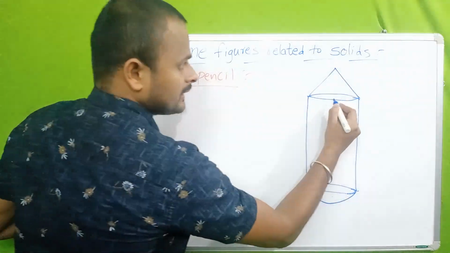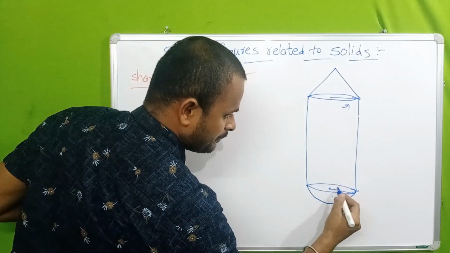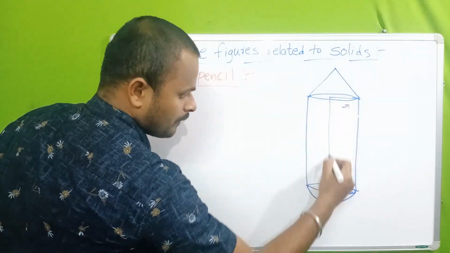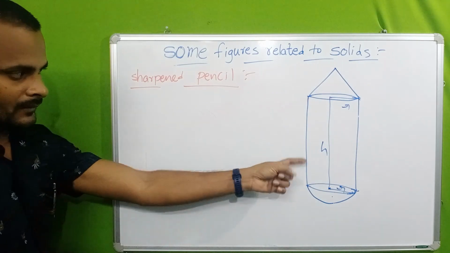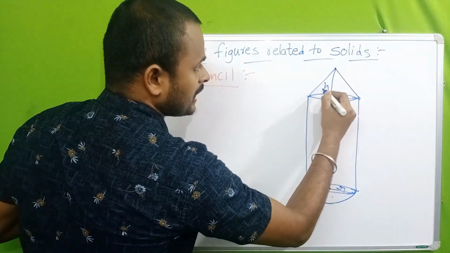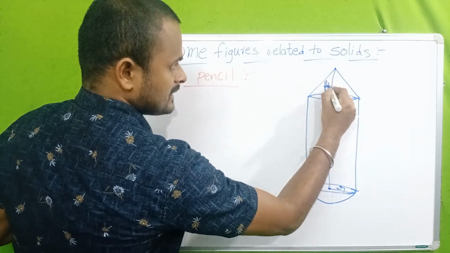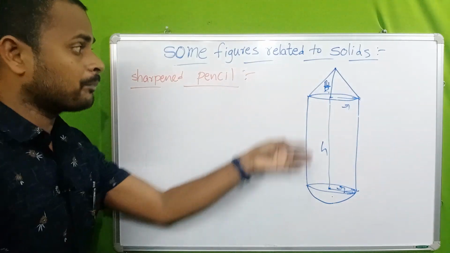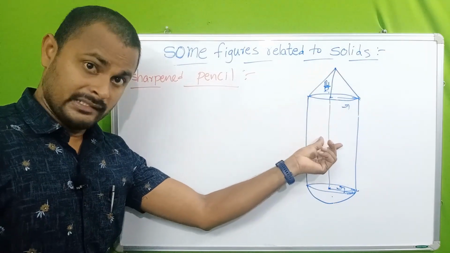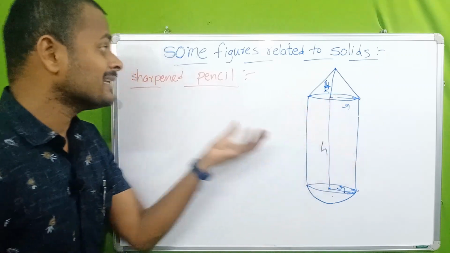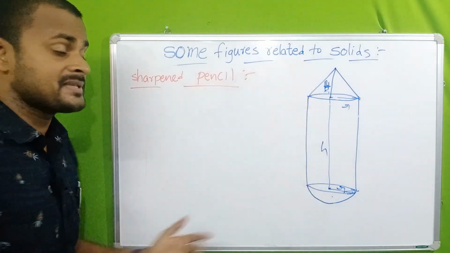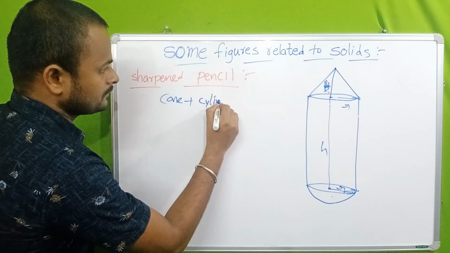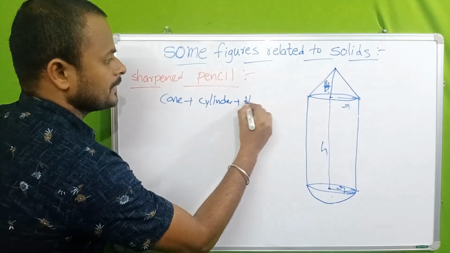Here, this is called what? Radius, and this is the base radius. The radius of the cone, cylinder and hemisphere is the same. And this is called what? This is the height of the cylinder, and this is the height of the cone. You know this is the radius. The radius is common to the whole object, because from top to bottom the radius is the same for the cone, cylinder and hemisphere. So a sharpened pencil has how many shapes in it? One is a cone, another one is a cylinder, and the next one is a hemisphere.